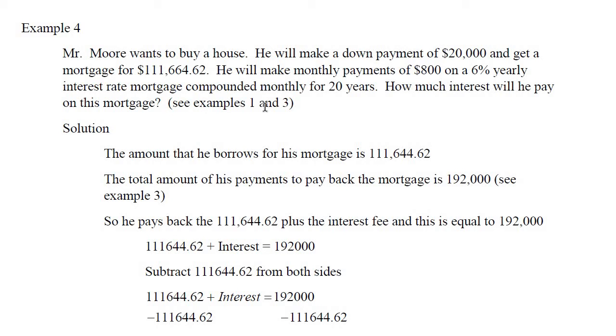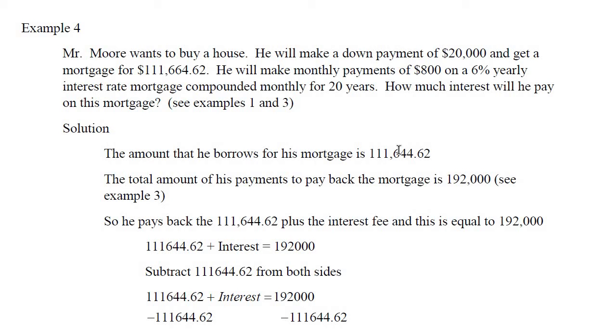So if you recall, I'm using the same numbers from example 1, and example 3. From example 3, he paid something like $212,000 total for that house. Some of that $212,000 was this mortgage payment, some of it was this down payment, but the rest of it was interest payment. So let's take a look at this. We want to try to find out how much he paid in interest.